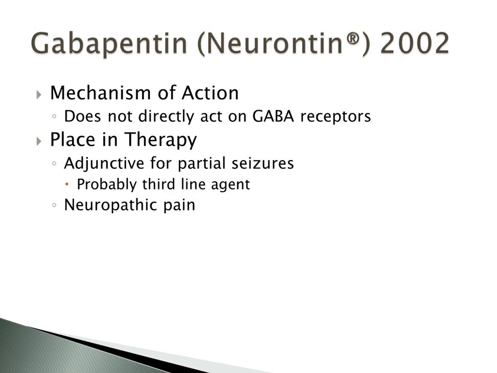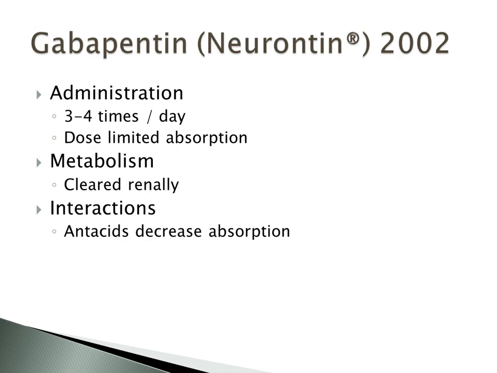This agent came on the market in 2002. It was initially marketed or approved as an antiepileptic drug, but actually we see very low use in epilepsy and a very high use for neuropathic pain. Interestingly, thinking about the mechanism of action, despite the word GABA being in the name, it doesn't act directly on GABA receptors. Somehow it potentiates the GABA pathway and it works on the inhibitory pathway.